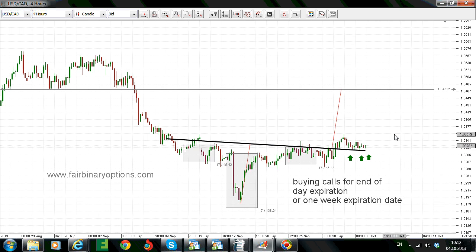Whenever you are buying calls, you are looking for price at expiration date to be bigger than the striking price. So if your striking price now is 103.28, as you can see here, you are looking for the expiration date. So we choose the expiration date as being today at the end of day or 1 week expiration date. So you look for this to be higher than your striking price, and there you go. Your option would be profitable and will expire in the money. It remains to be seen.